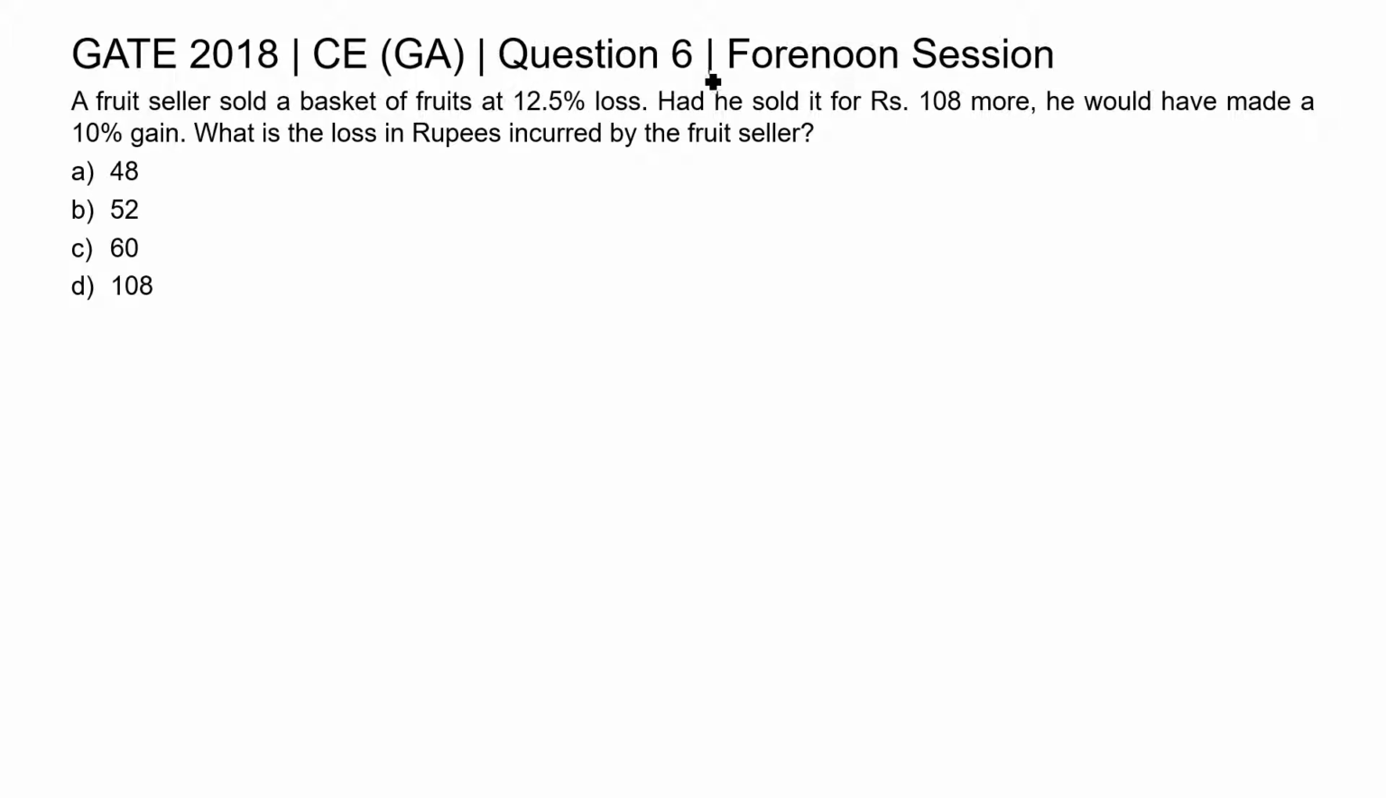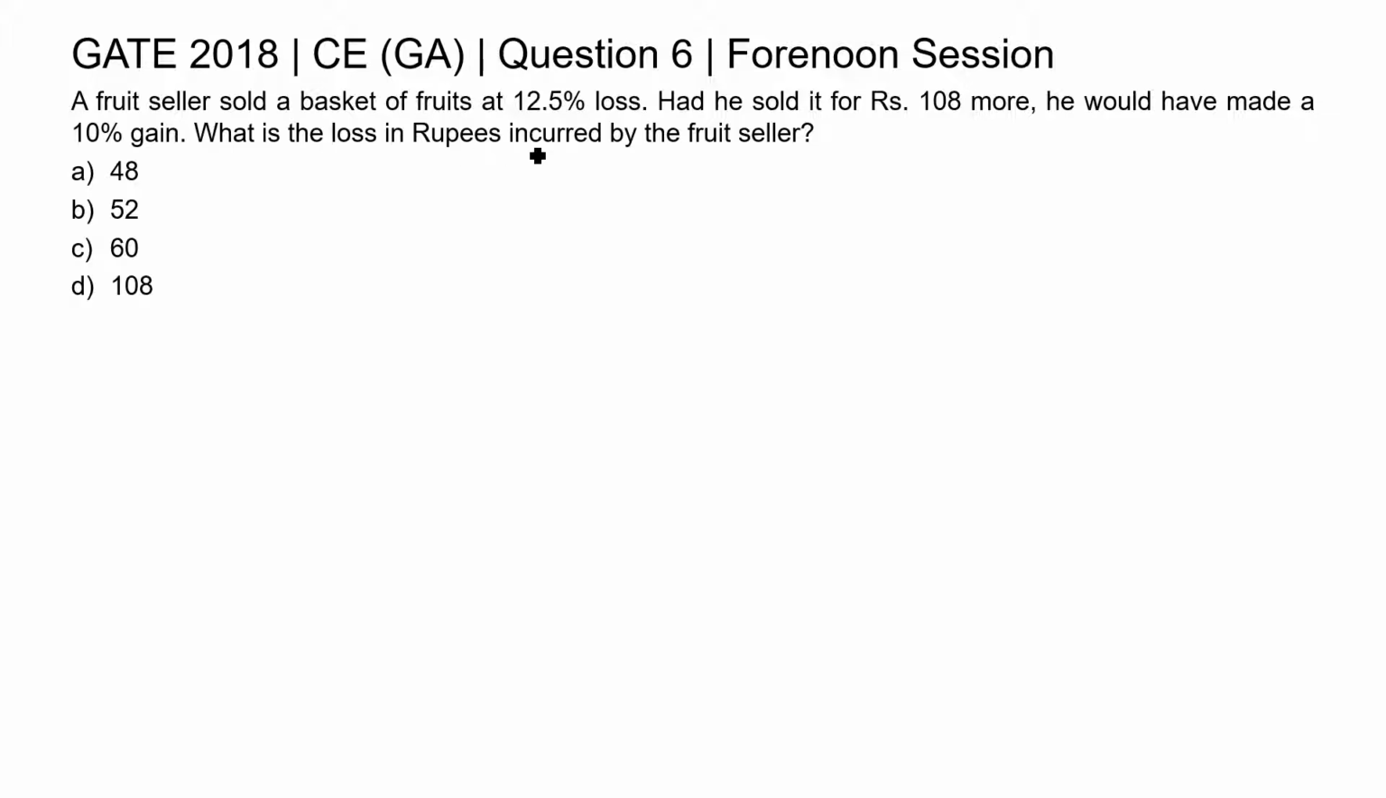This is question 6 of Civil Engineering General Aptitude section of GATE 2018 forenoon session. A fruit seller sold a basket of fruits at 12.5% loss. Had he sold it for rupee 100 more, he would have made a 10% gain. What is the loss in rupees incurred by the fruit seller?